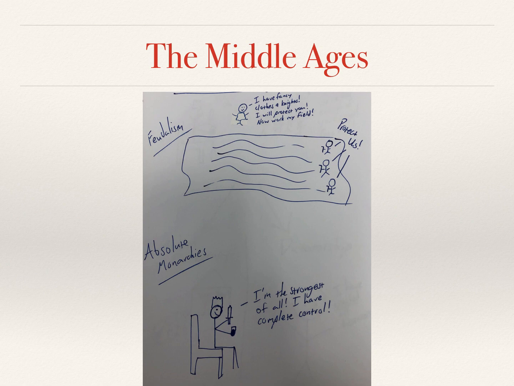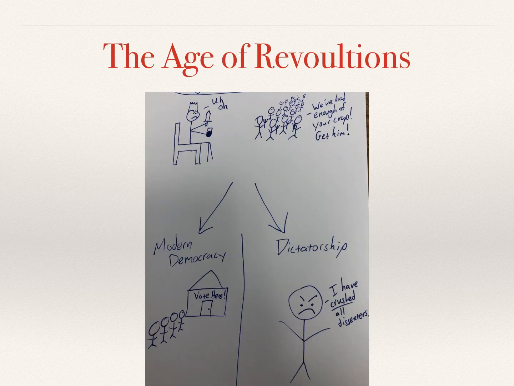Made total decisions. Louis XIV is a great example where he famously said, "I am the state." Right? Like, I'm the nation. The nation is me. I have total power. Some of these absolute monarchs did a pretty good job and were loved by their subjects. Others, not so much. And that brings us to an age of revolutions. And so you can see the absolute monarch sitting on the throne going, oh, this is not good, right? The people are rebelling against me. They're coming for me.